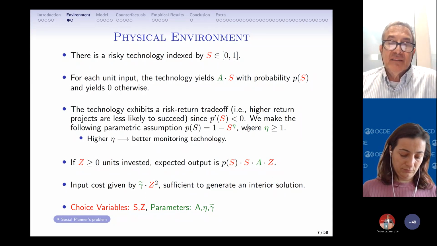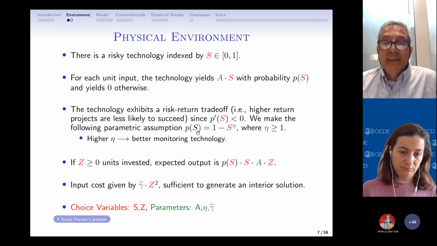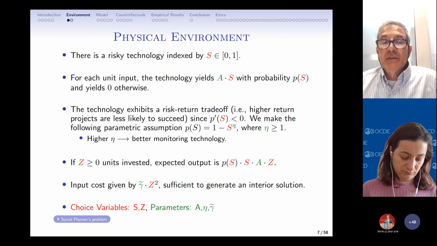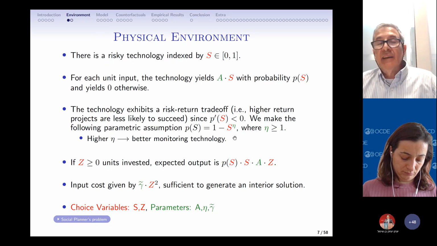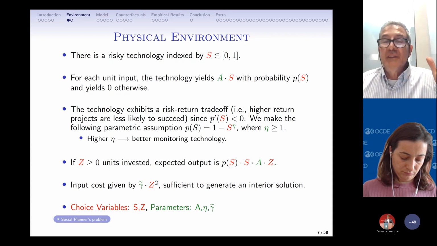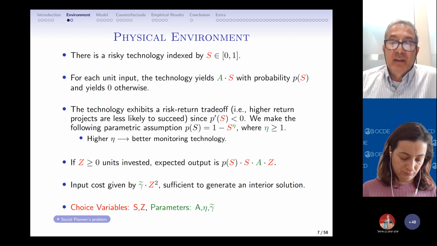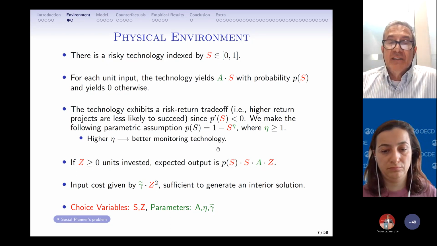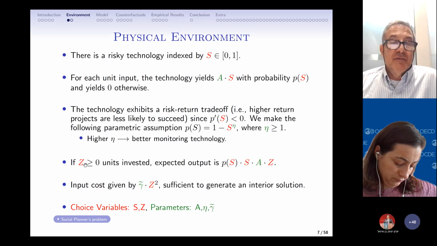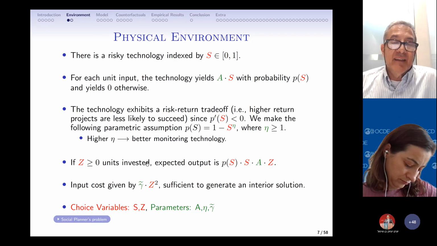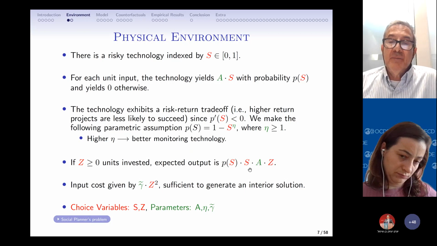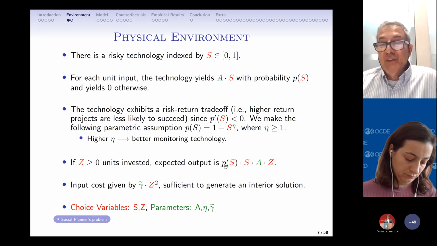Since we're going to take this model to the data, I'm going to parameterize this technology. I'll think of this parameter eta as some measure of financial technology, given that we often think about fintech, and a higher eta makes for a better monitoring technology.